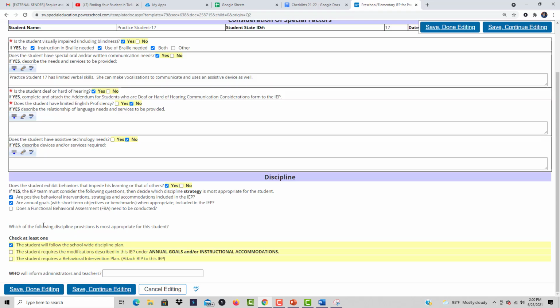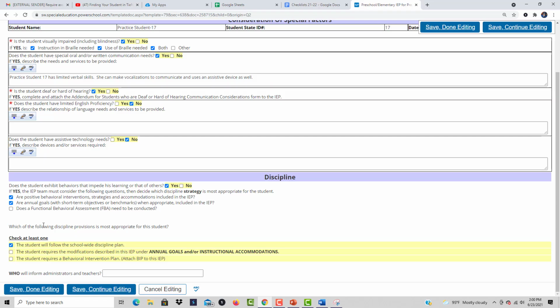Now, this next one is, does a functional behavior assessment need to be conducted? Now, one of the reasons that you do a functional behavior assessment is you want to determine whether a behavior intervention plan is appropriate, and if it is appropriate, what should go in that behavior intervention plan. So if a student already has a behavior intervention plan and you do not need additional information in order to continue with that plan, you would not check the FBA. You're only checking that if you need to conduct one this year.